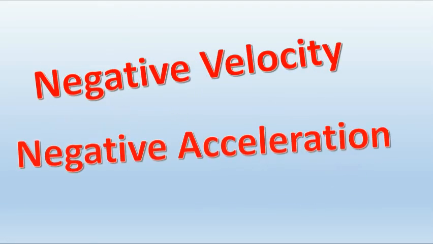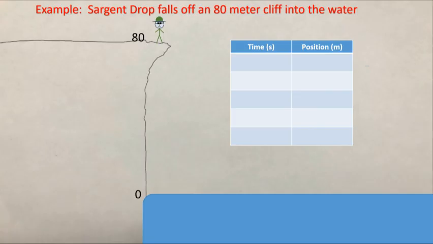It's time to learn about negative velocity and negative acceleration. So to have negative velocity, you need something that starts away from the reference point and is going to move towards it. So here, Sergeant Drop is going to fall off a 80-meter cliff into the water.